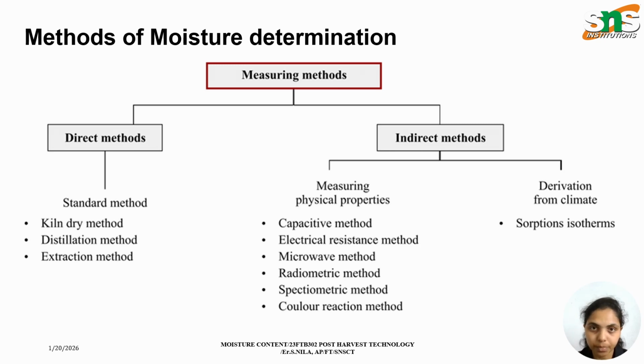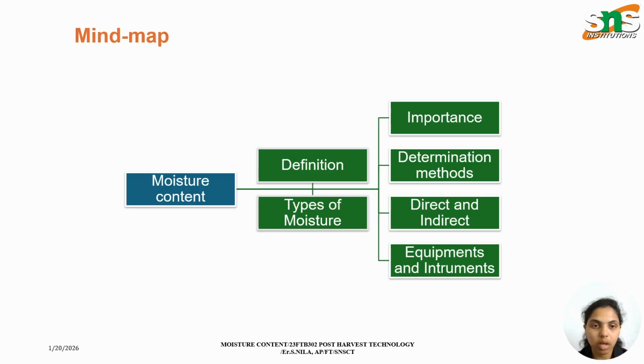And the next one is the mind map, where we recall all our points. Here we connect moisture content with its definition, different forms of moisture and its importance, the estimation method, and the different methods using instruments or equipment, or any direct and indirect methods. So all these contents were discussed in this session.